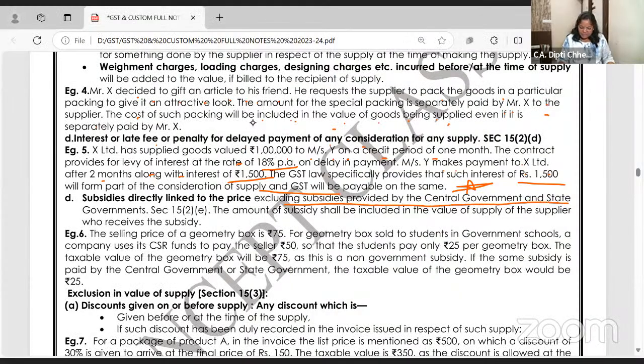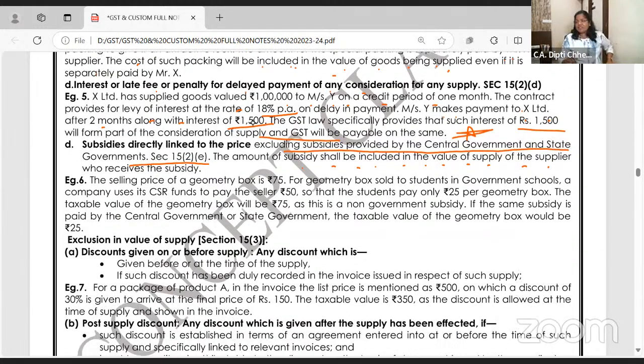Excluding the subsidies which are provided by central and state government. Amount of subsidy shall be included in the value of the supply. Like, for example, this is already a study material question asked in exam.